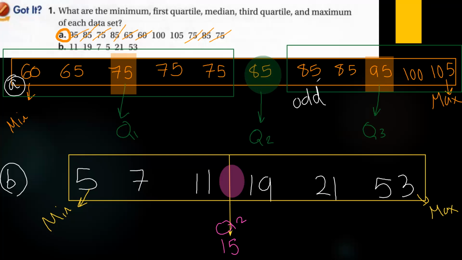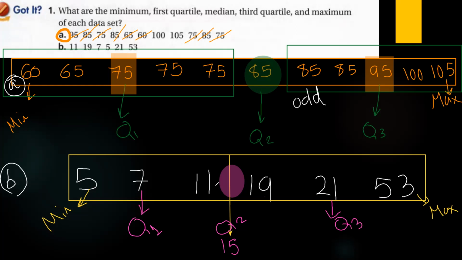But here, I didn't take 11 and I didn't take 19. I take a number between them. So I cannot cancel 11, I will use it because it's not my median. You are not my median, I will keep it with me. My median is 15. So when I want to find the median here, it will be 7. 1, 2, 3 numbers, so this will be Q1. And here 1, 2, 3 numbers. This will be Q3, sorry.